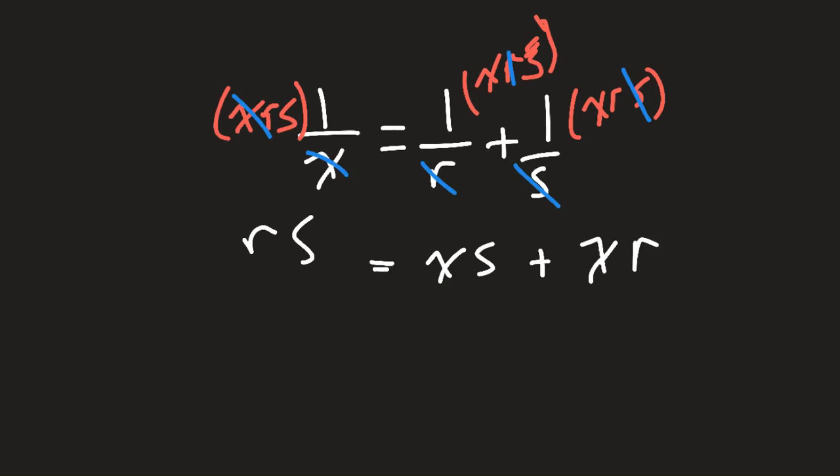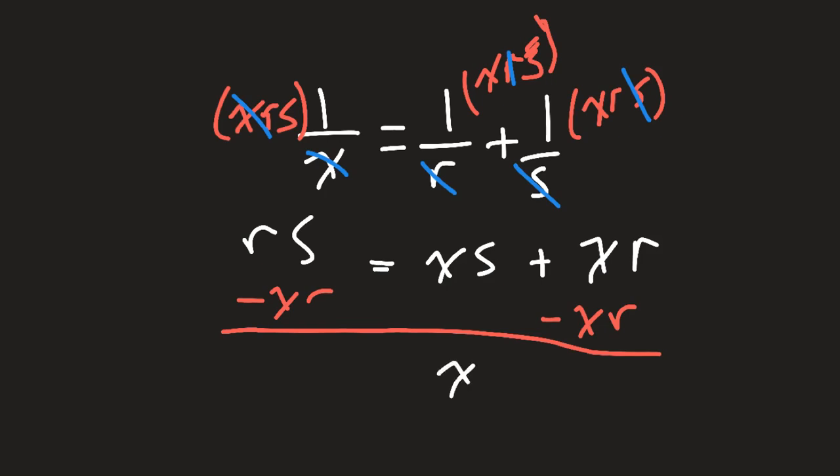The next thing we're going to do is I want to get the r's on the same side. So I'm going to subtract xr and subtract xr. Don't forget that the order in subtraction matters. So now I'm left with xs, and then on this side we have rs minus xr.